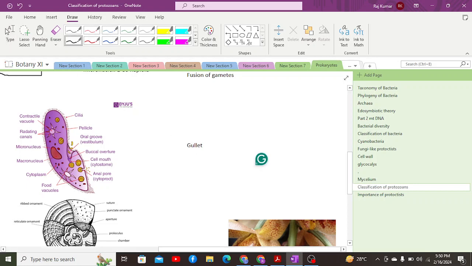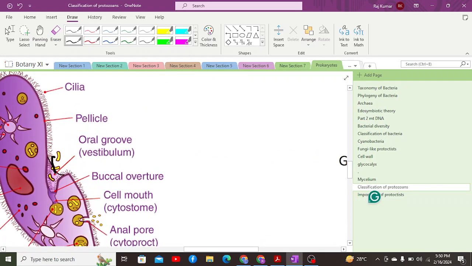Let me explain the structure. This opening part of the oral groove is like, in humans, the opening of the buccal cavity, which is known as the mouth. The empty space between the lips and the teeth is known as the vestibule. Similarly, the oral groove is a depression known as the gullet, and within it there is a space known as the vestibulum. When food particles go through the vestibulum into the cell, they pass through a structure known as the cell mouth, or cytostome.